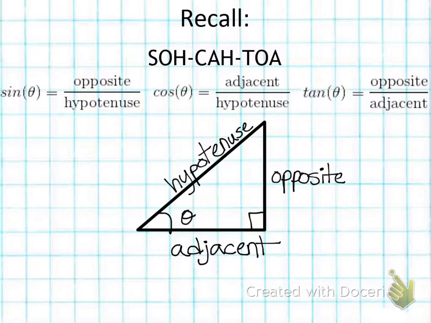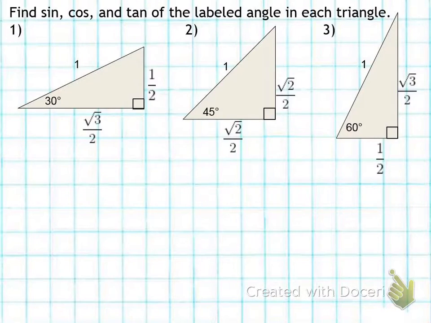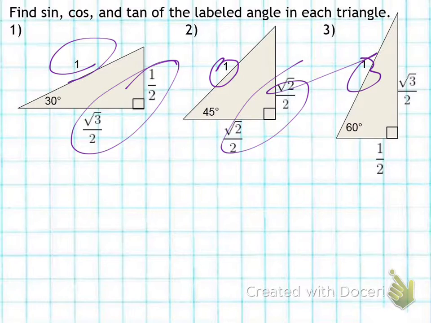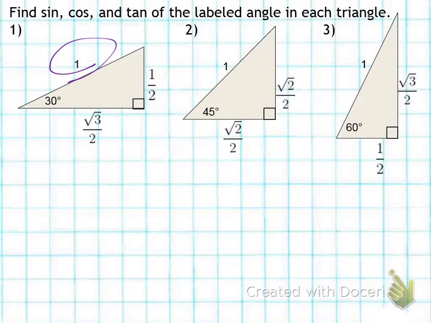Okay, and we want to practice finding these for the labeled angles. These three triangles are the last three that we had 2 slides back. We found these values, right? We were given the one, and then we found the other 2 values. Now that everything's labeled, we can easily find sine, cosine, and tangent for all of these angle measures.